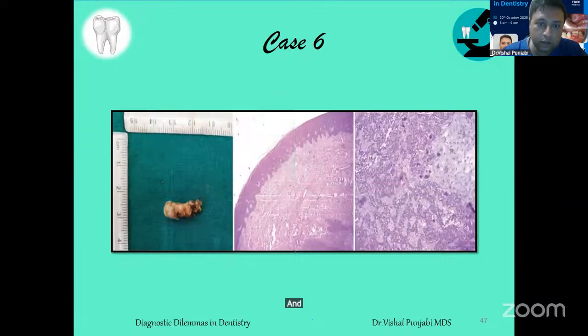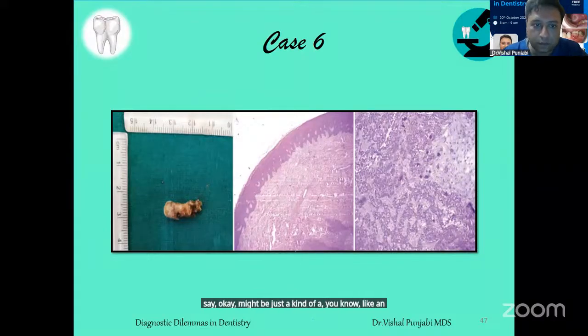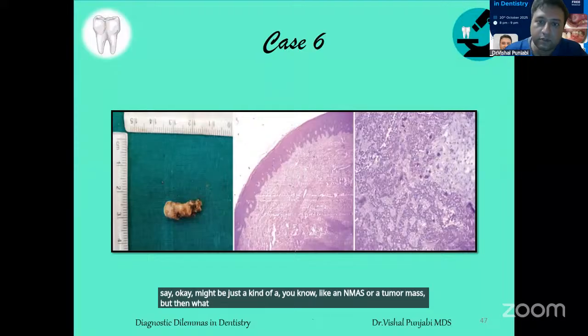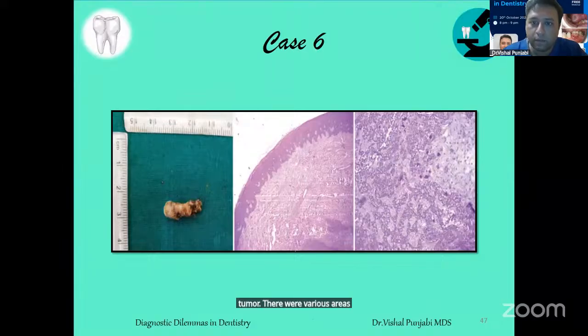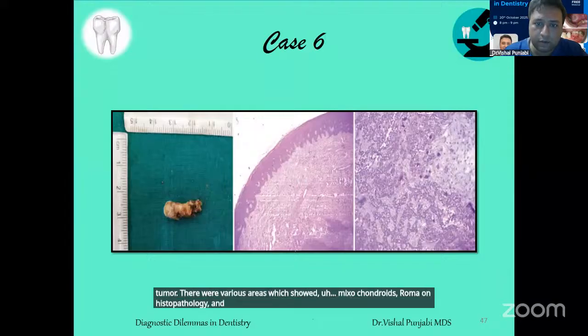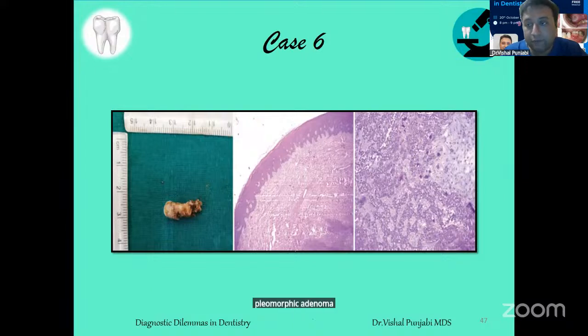And on the incisional biopsy, routinely we could say, okay, it might be just a kind of a mass or a tumor mass. But then what we were surprised to see is that it is showing signs of a mixed tumor. There were various areas which showed myxochondroid stroma on histopathology, and so many other features that were consistent with something known as a pleomorphic adenoma, that is a salivary gland tumor.